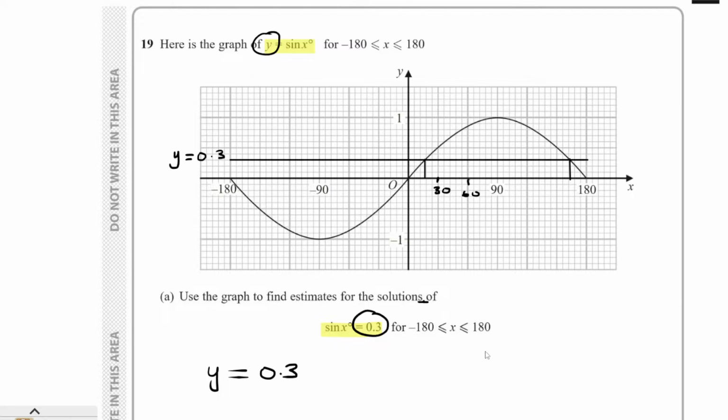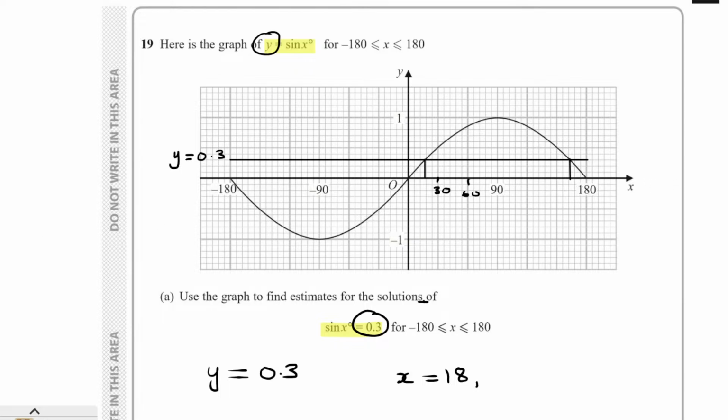My guess is like 18 or 19 for that first one. So x is, let's just write 18. And then over here, because it's symmetrical around this point here, let me draw a straight line there. This is the line of symmetry for at least the right-hand side of the graph, isn't it? So what you could do is 180 minus the 18, or you can try and read it off. Up to you.